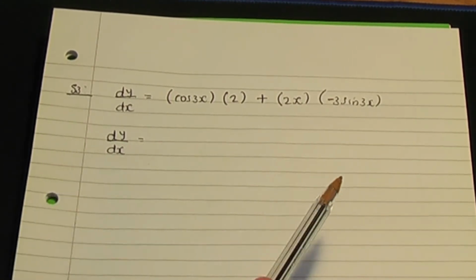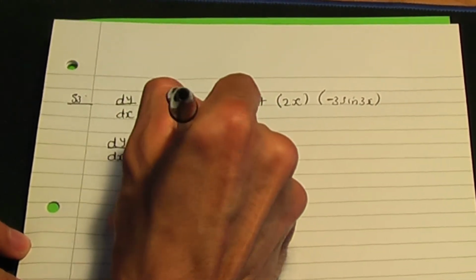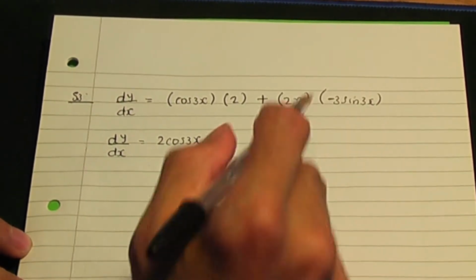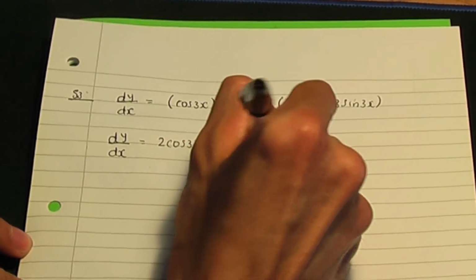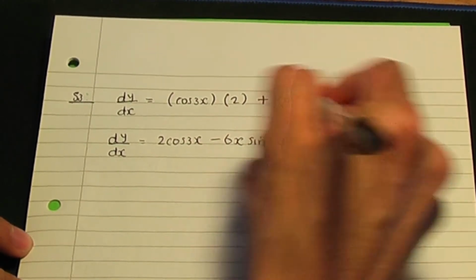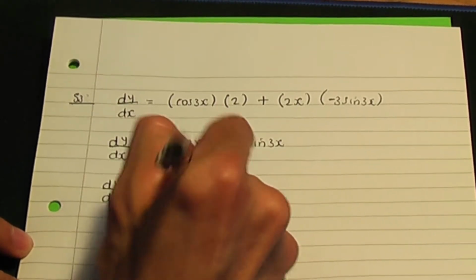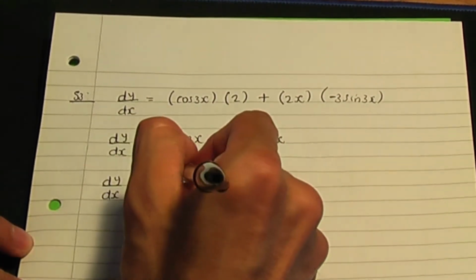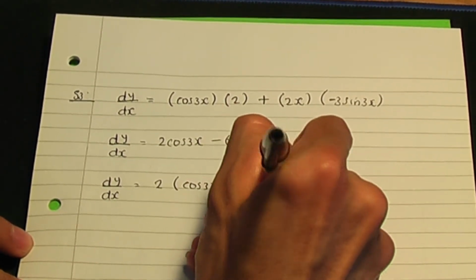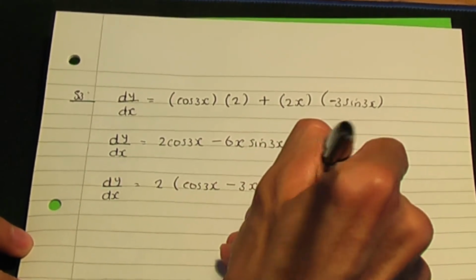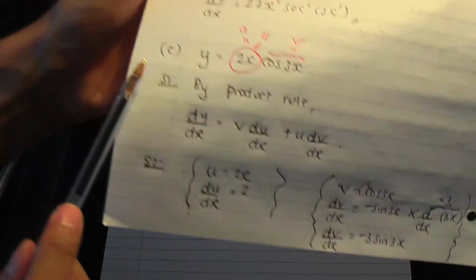So let me expand the brackets. When we expand, 2 times cos 3x is 2 cos 3x, and minus 3 times 2x is minus 6x sine 3x. And if you wanted to, you can take a common factor. If I take a common factor of 2, I'm going to be left with cos 3x minus 3x sine 3x. So that is the final answer to that part C.